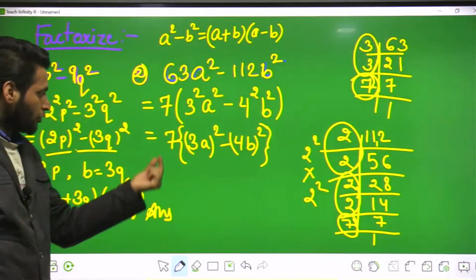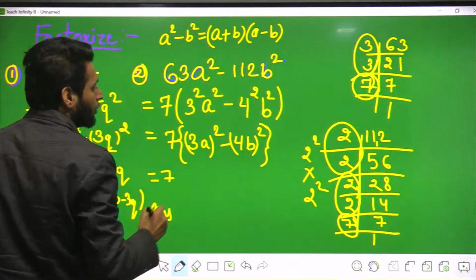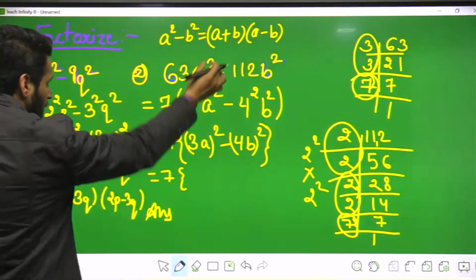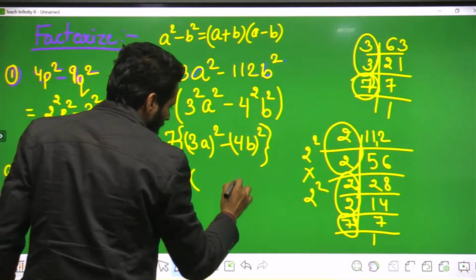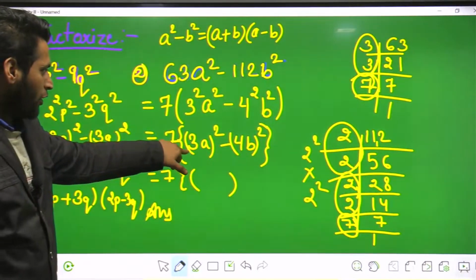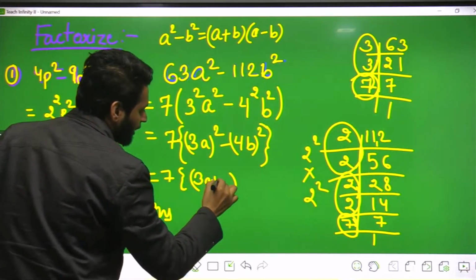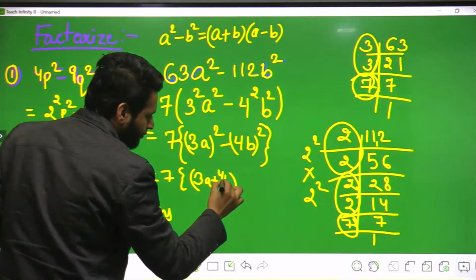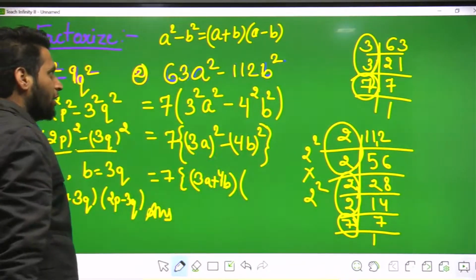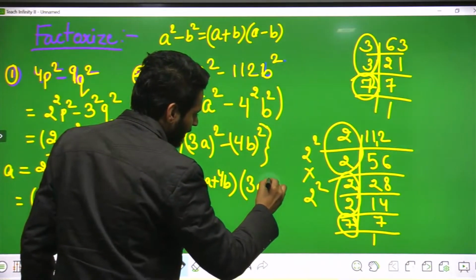So what we can write: first of all we write 7 as it is. Then we use a curly bracket. When you are using curly brackets, there are 2 small brackets. First, at the place of a, we write 3a plus 4b. Just like this, we can write another result: 3a minus 4b.